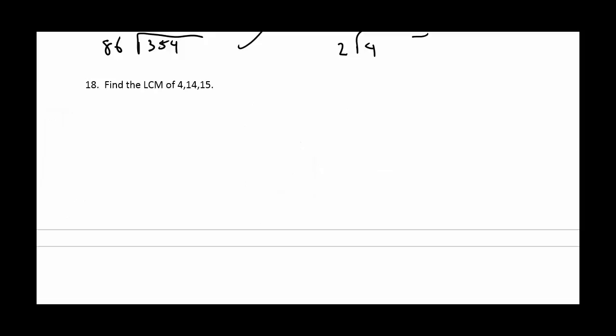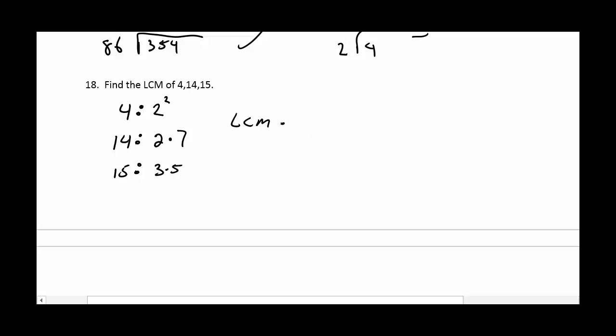Alright, least common multiple of 4, 14, and 15. So what I'm going to do is make a list of the prime factors for each of those numbers, and then we'll combine them to get the LCM. So 4 would be 2 squared, 14 is 2 times 7, and 15 is 3 times 5. Okay, so the LCM should have at least 2 2's, so 2 squared, a 3, a 5, and a 7. That's basically how that works.